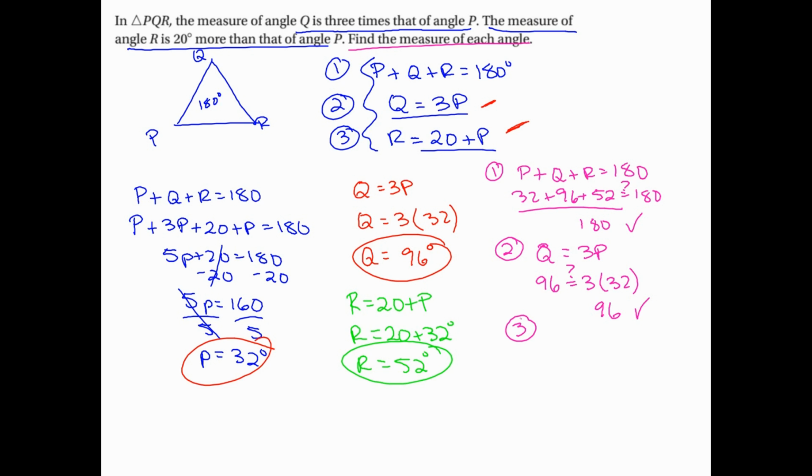And lastly, our third one, R equals 20 plus P. Let's check that one out. We're going to have 52. Is that equal to 20 plus 32? Well, we can type that one in and we're going to get 52. So yeah, it checks out too. So we know the measurements of all 3 of our angles with this little tidbit of information.